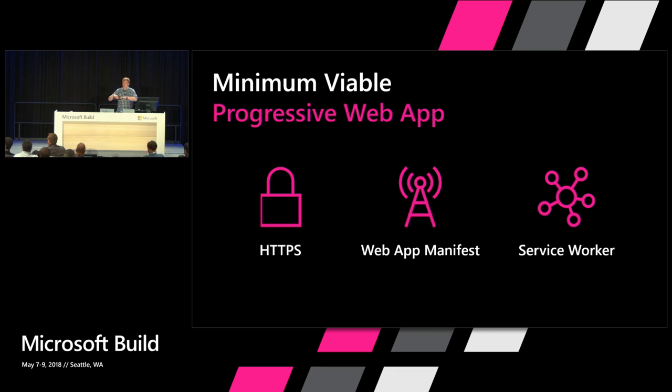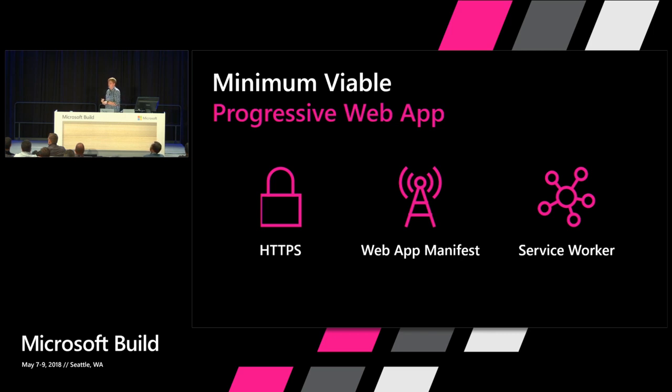Now let's talk about what it takes to build a progressive web app. Okay, I don't want you to write a minimum viable PWA, but it is important to talk about what that low bar is. So we basically have what we call an MVP, a minimum viable progressive web app. It requires three things.